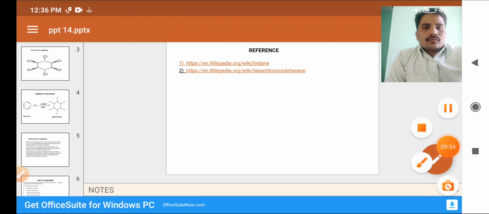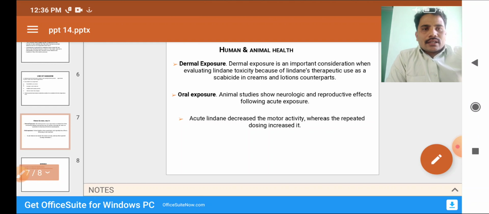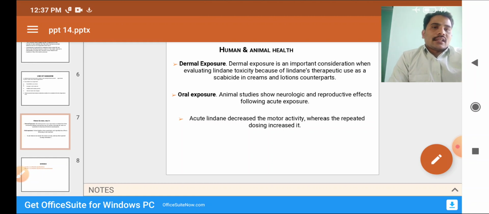Acute lindane decreased the motor activity, whereas repeated dosing increased it. So gamaxin decreased the motor activity. Whenever the dosing rate increases, whether in ml for a liquid or grams for a solid, variation takes place and acute diseases can form. That is one important thing about gamaxin.